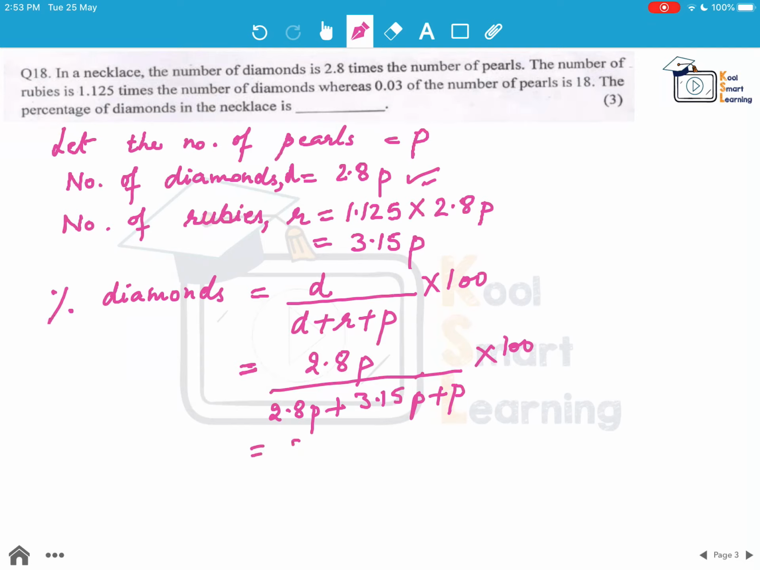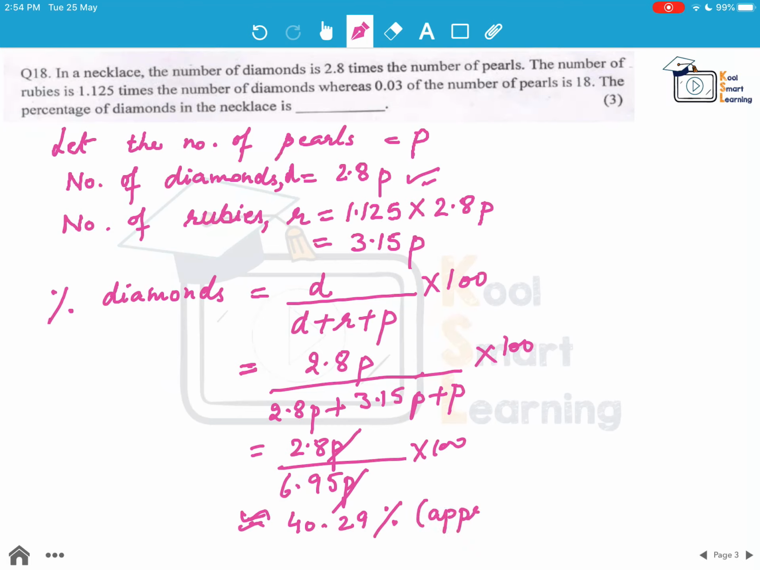So this is 2.8 P divided by 6.95 P into 100. And this P cancels with this, and we get this to be 40.29% approximately. So this is the answer to this question.